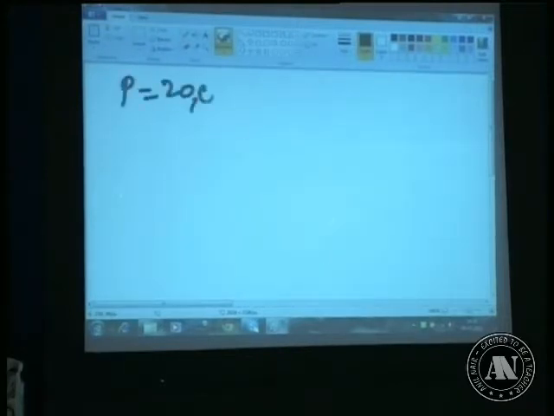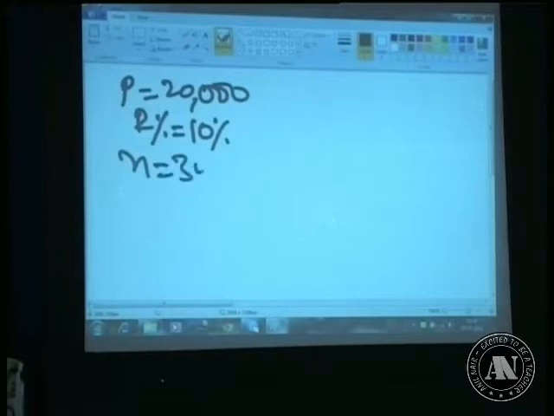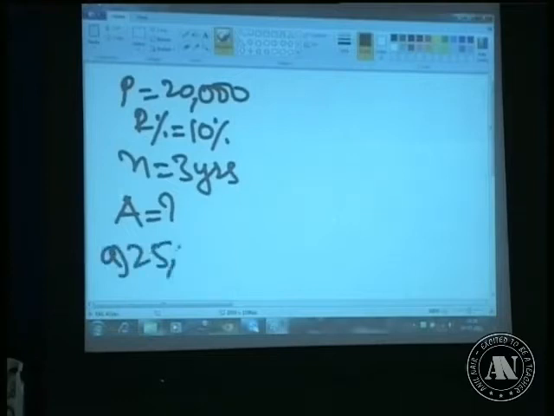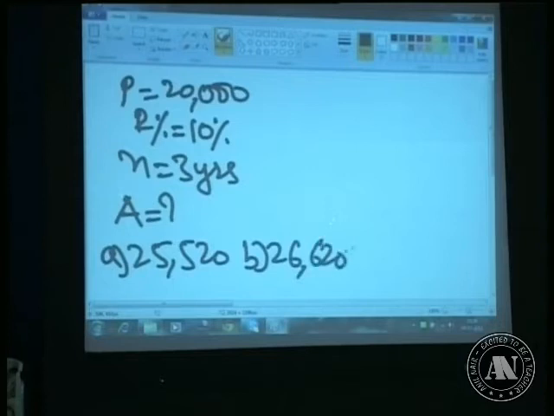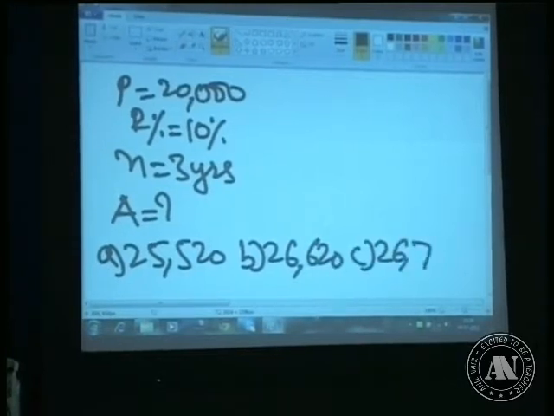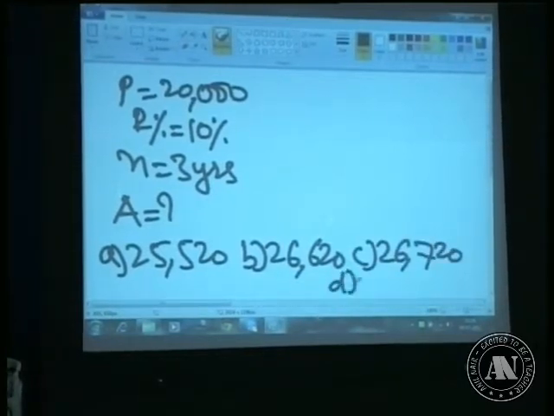Principal equivalent to 20,000, R percentage equivalent to 10%, N equivalent to 3 years, amount equivalent to how much? 25,520, 26,620, 26,720, 26,820. No, second. Clear? Right?